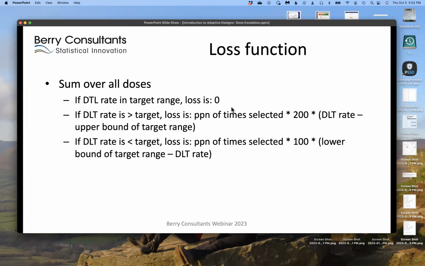So if you've picked a dose in the target band, you score 0. If you pick a dose above the target band, the loss is 200 times the difference between the true toxicity rate of that dose and the top of the target band. And if you pick a dose below the target band, the loss is 100 times the difference between the true toxicity rate and the lower bound of the target band.